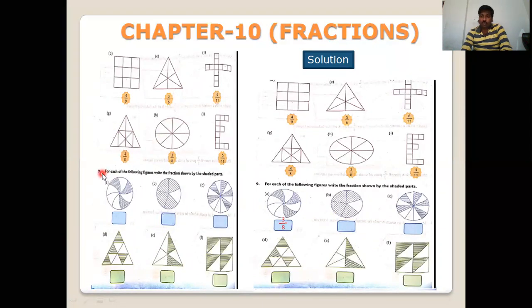Now in question number 9, I have solved question number 9a. What does the question say? For each of the following figures, write the fraction shown by the shaded part. Shaded parts are 1, 2, 3, and that is the total part. So write 3 here, and write 8 where we write the total number of parts: count the total number of parts 1, 2, 3, 4, 5, 6, 7, and 8. Write 8 under this. Now this is 3 by 8. Okay, guys. In this way, we can solve this question number 9.